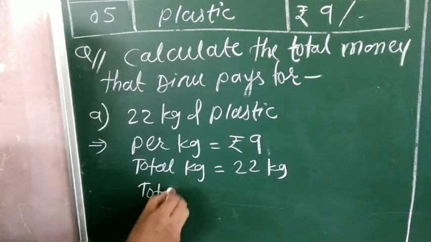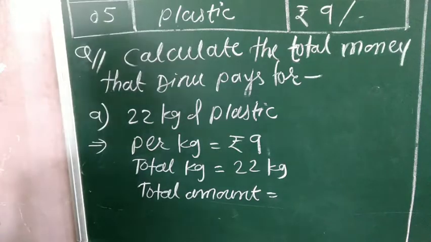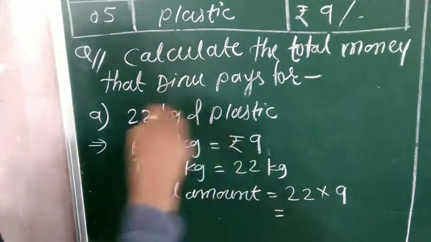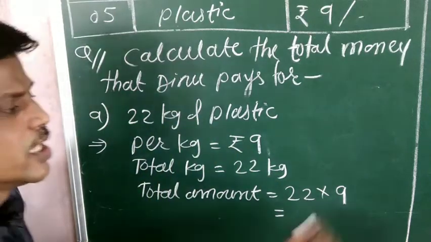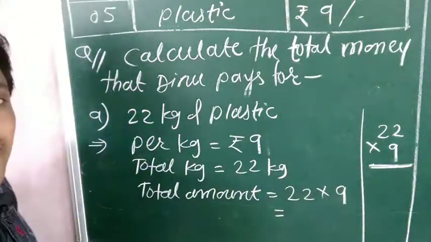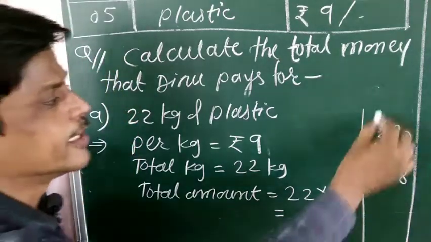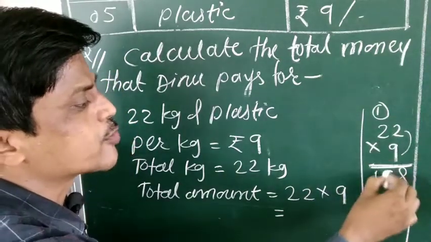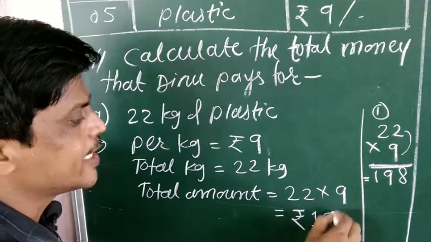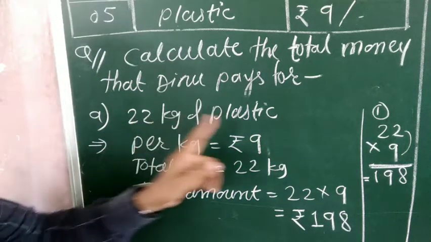And then see the total amount. What is the total amount? It is 22 into 9. So see, 22 into 9, क्या होगा? 9 2s are 18, carry 1. 9 2s are 18 plus 1, 19. It is 198. So what is this? It is rupees 198.